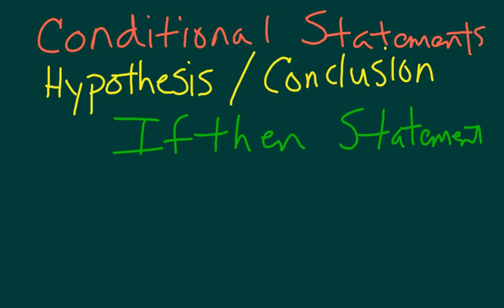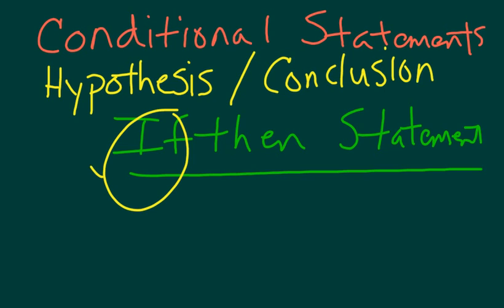Conditional statements. This is found on page 66 if you have your book. Conditional statements. Okay. This is a statement that has two parts. It has a hypothesis and a conclusion. The type of conditional statement we're going to look at today is called an if-then statement. The if part contains the hypothesis. The then part contains the conclusion.